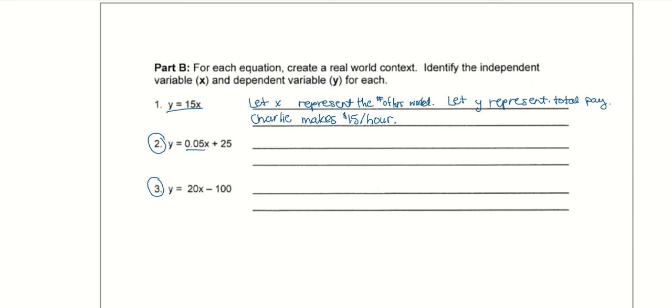For number 2, be careful here. This 0.05 should look familiar to you. This problem would work really well if you used percentages. So 5% is written as 0.05.